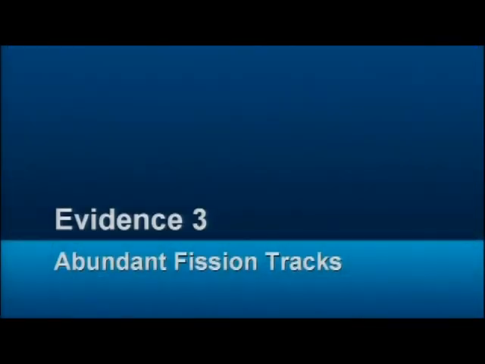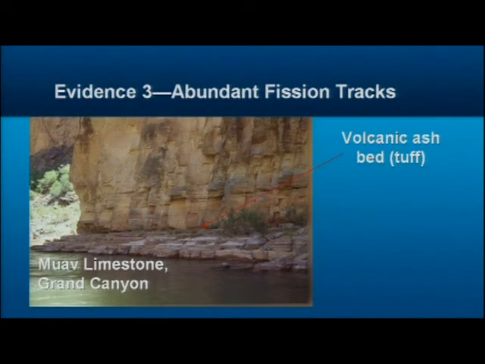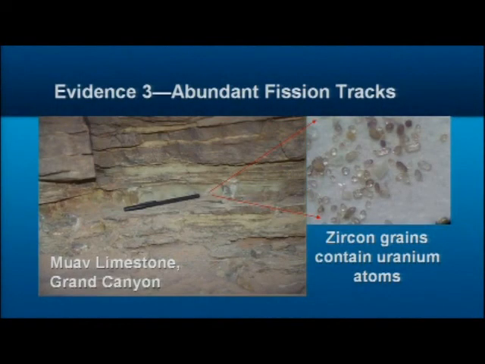Evidence number 3, abundant fission tracks. Now, what on earth are these? Well, let me explain. Again, let's go to the bottom of the Grand Canyon. And in one of the limestones down there, inside it, there's a little volcanic ash bed from a volcanic eruption. You can see there where the pen is for scale, it's only about 2 to 3 inches thick.